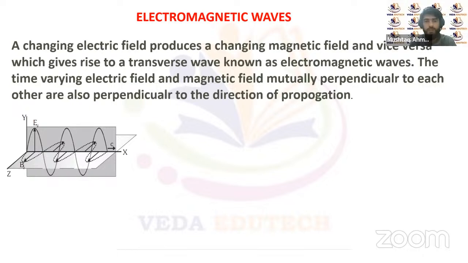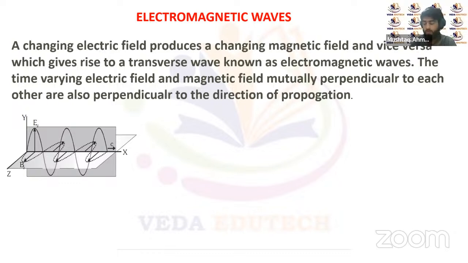So today in this session, we'll be discussing electromagnetic waves. We're done with alternating currents, so this will be the last unit of electromagnetism. Then in the next session, we'll be starting from atoms and nuclei. So let's finish this unit, electromagnetic waves, in this session.